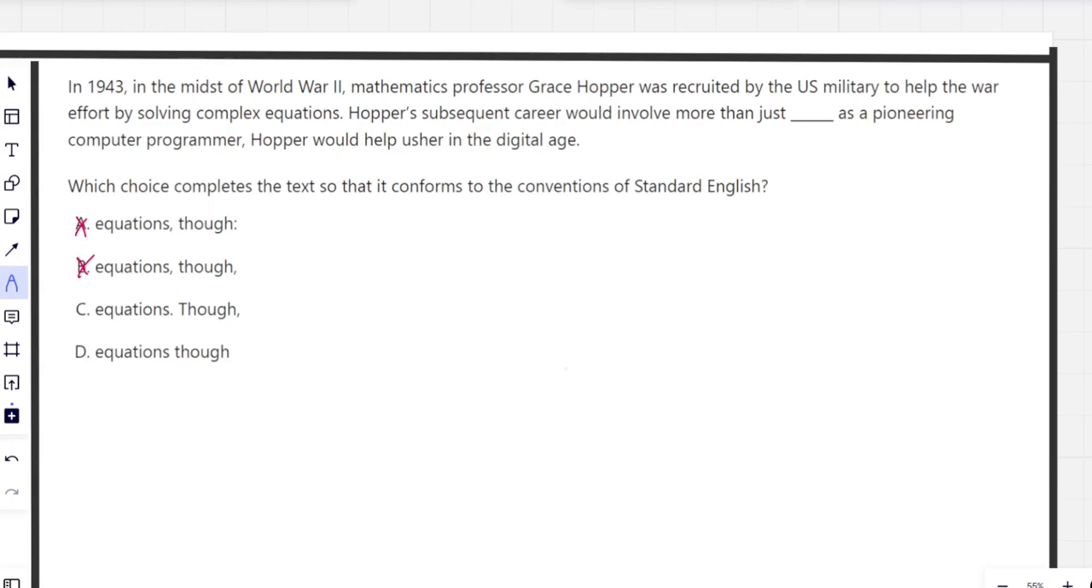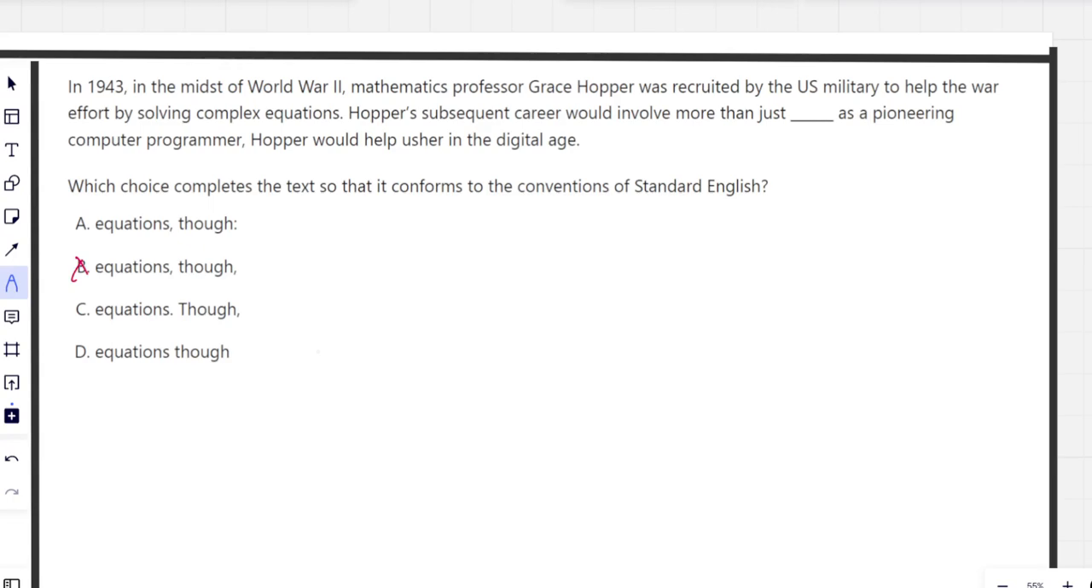Let's see. Rule out C, though. It's actually, let me undo this. We'll rule out B for sure, because it's a comma splice. But looking back at A, Hopper's subsequent career would involve more than just equations, though. That could be a complete sentence, so I'm not going to rule that one out just yet.